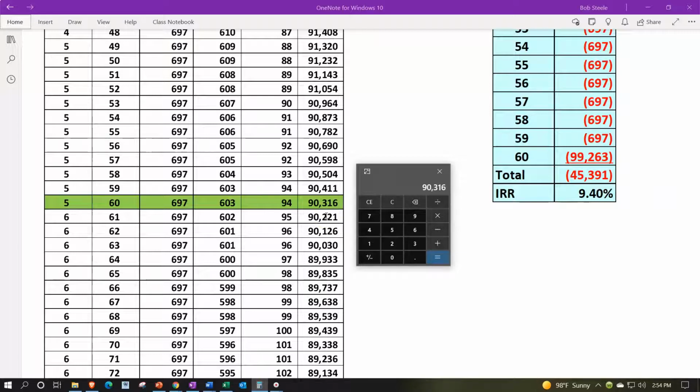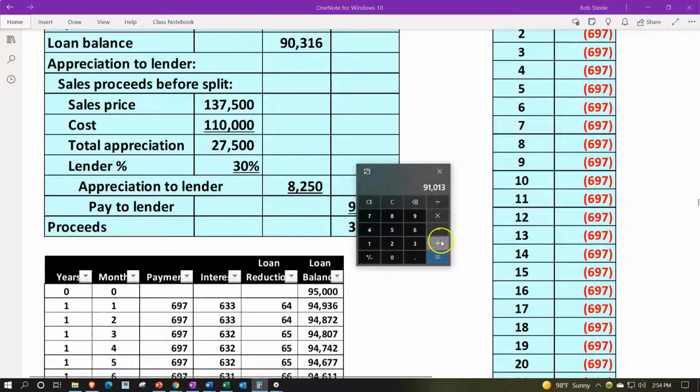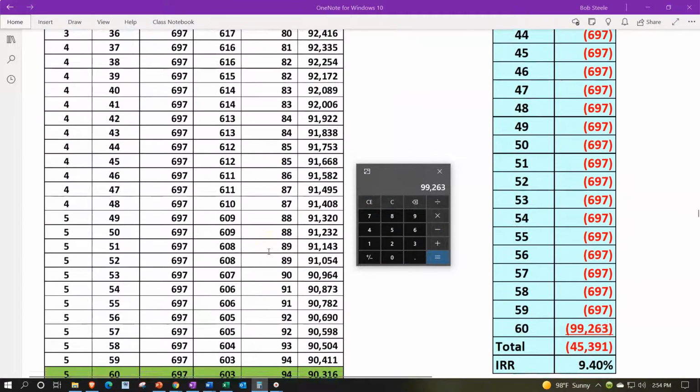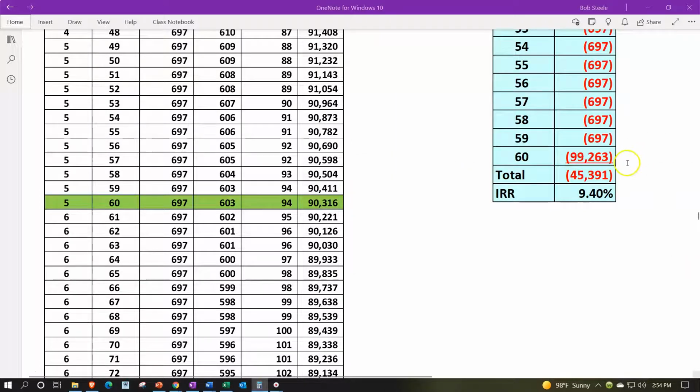$90,316 plus the $697 that we got to pay, plus we've got to pay that $8,250, the share of the appreciation in the value. So that's going to give us that $99,263 outflow back to the lender at the end. Net flow $45,391, and the IRR, the rate at which this series of payments would be 0 then, is 9.4%.